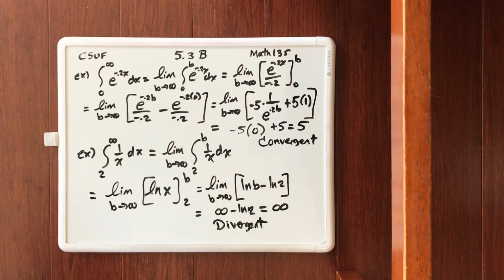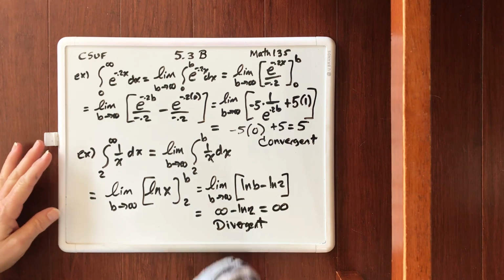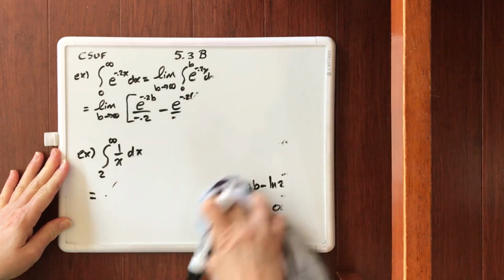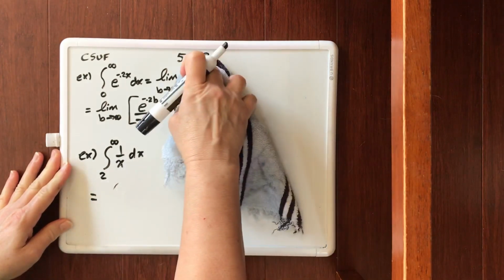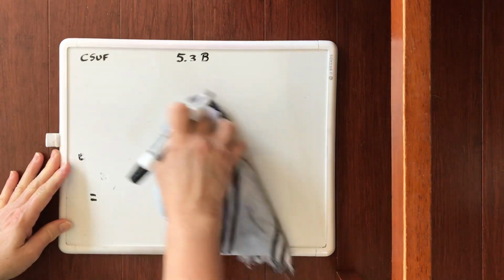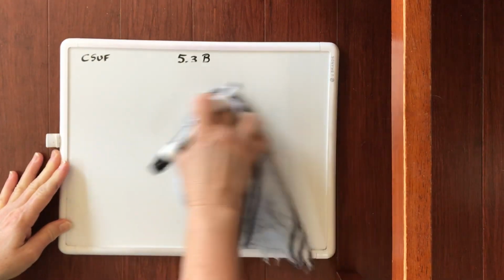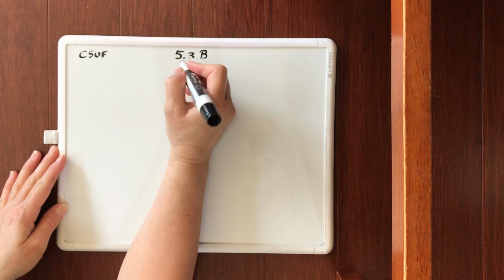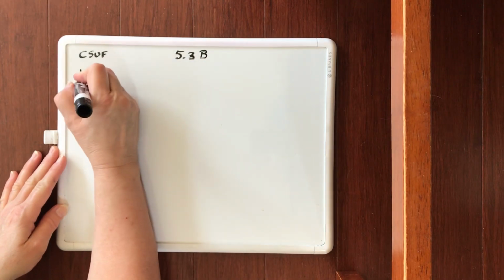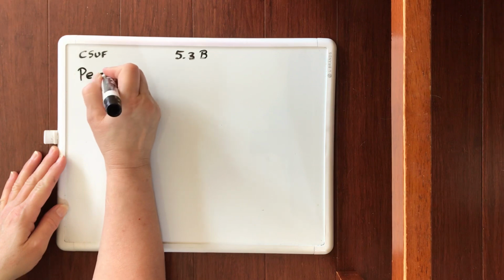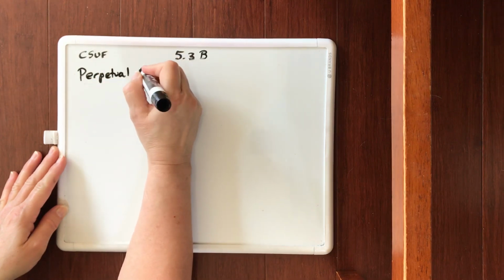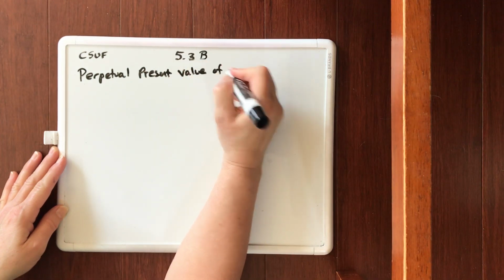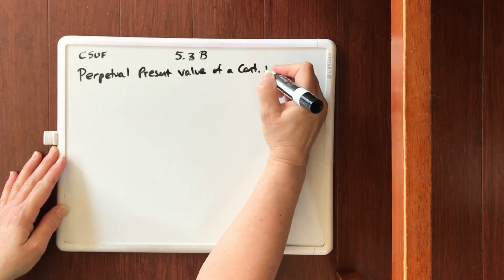Okay, now we're going to look at something called the perpetual present value of a continuous money flow. Now this is going to be really interesting and something that business majors will probably utilize in their life as they start making their money. Okay? At first it may look a little confusing, but I'll show you how we're going to apply part of it. Okay? So again, this is called perpetual present value of a continuous money flow.